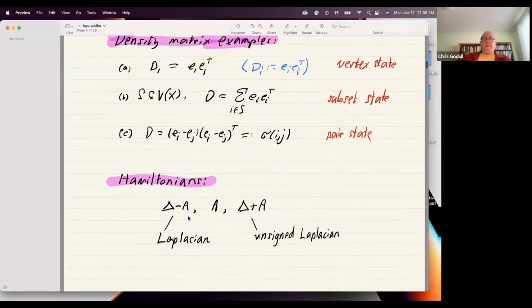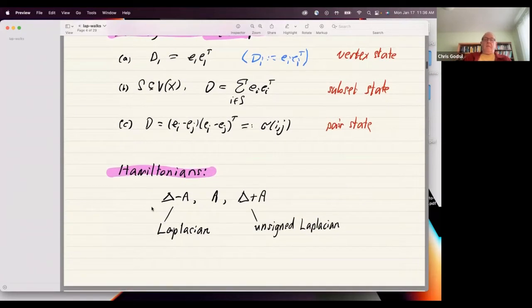Now the Hamiltonians, the only Hamiltonians I'm going to use today: there's the Laplacian, the degrees minus the adjacency matrix, and the degrees plus the adjacency matrix, which is called the unsigned Laplacian or signless Laplacian. There are other possibilities. You can take any linear combination of A and Delta, and these can all be realized easily in physics.